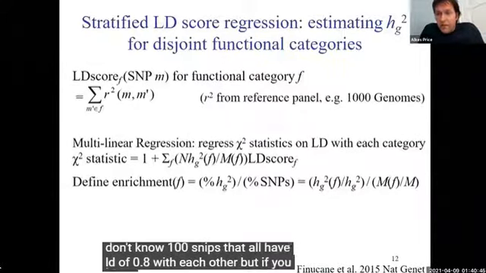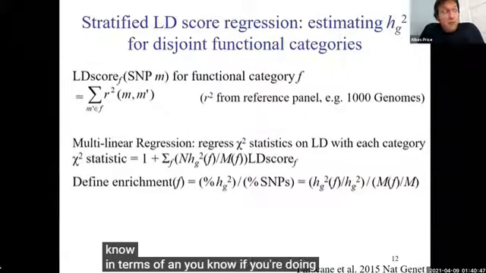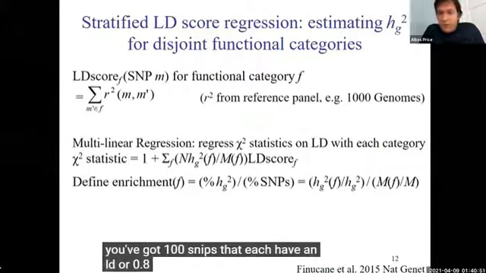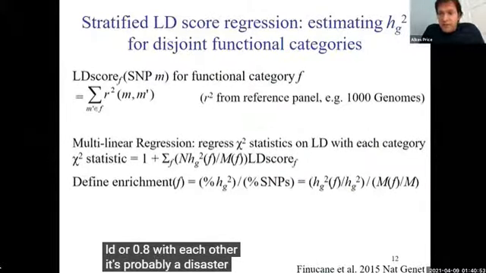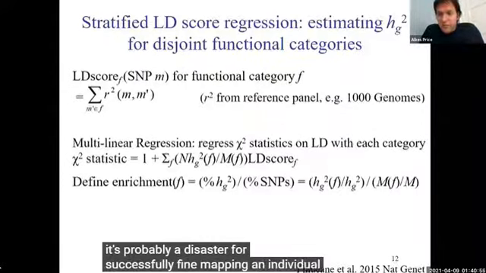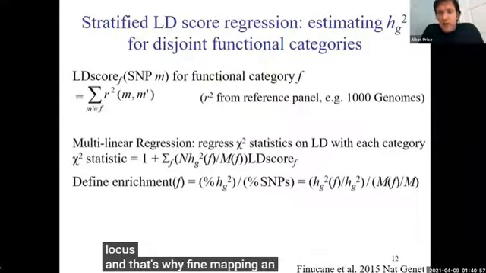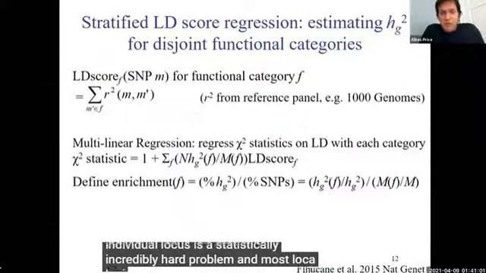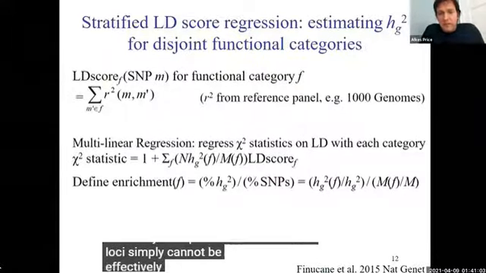But if you're doing fine mapping at a single locus and you've got 100 SNPs that each have an LD of 0.8 with each other, it's probably a disaster for successfully fine mapping an individual locus. That's why fine mapping an individual locus is a statistically incredibly hard problem, and most loci simply cannot be effectively fine mapped.